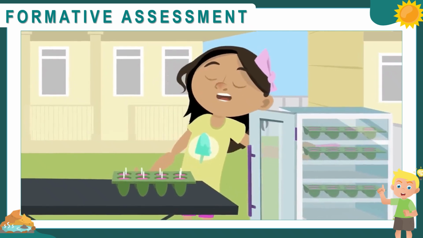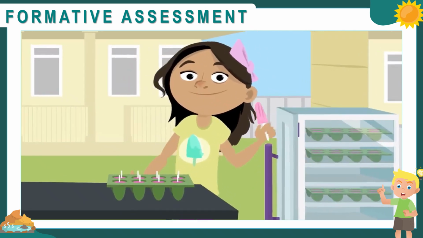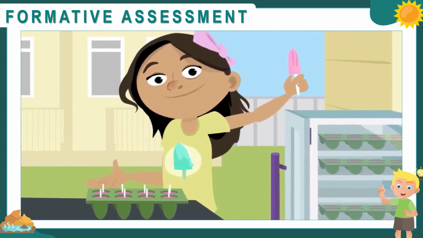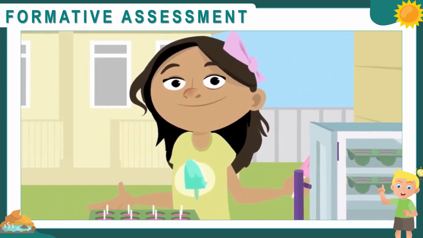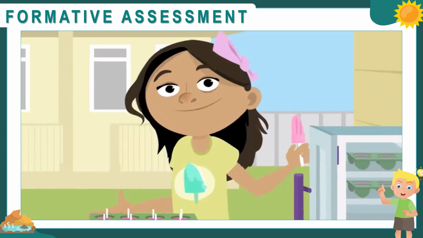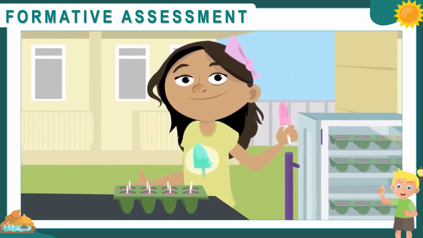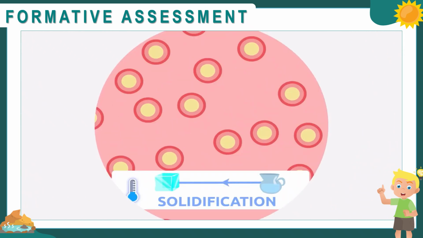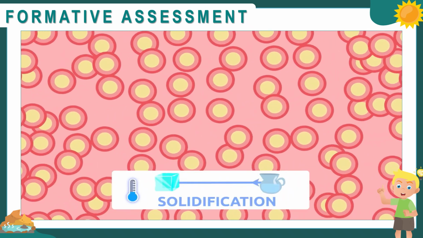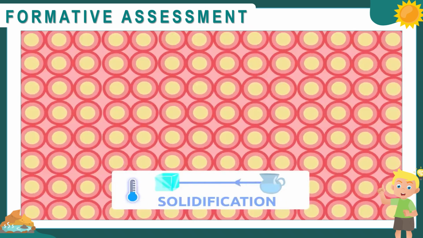I think the popsicles I froze up earlier are just about ready. That's right, I put some popsicle molds in the freezer a while ago. The liquid in the molds must have frozen up by now. The change from liquid to solid is called… Come on, you know this! I told you before! It's called solidification. During the solidification process, the particles that make up matter lay very close to one another and move less and less.